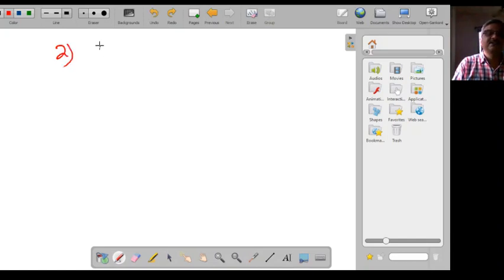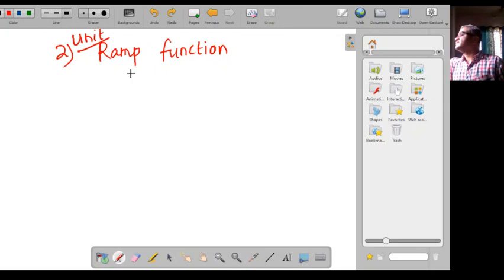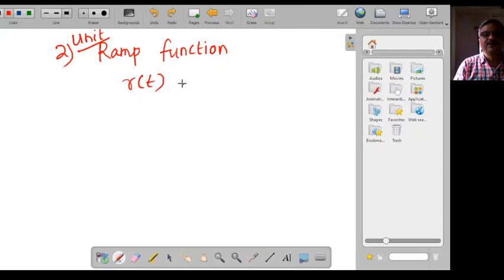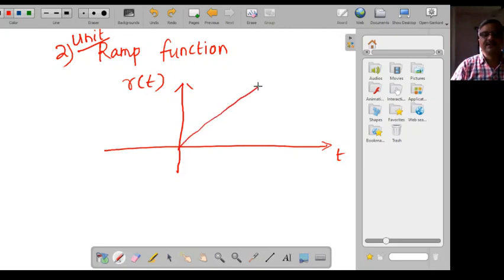The second type of signal is called a ramp function. It is also sometimes called a unit ramp. Why it is called a unit ramp, we'll discuss within a while. So it can be shown like this. R of t, if we plot with respect to t, is a straight line passing through the origin. So this is what a ramp function looks like, and mathematically it can be defined like this. R of t is equal to t for t greater than or equal to 0, and it is equal to 0 for t less than 0.